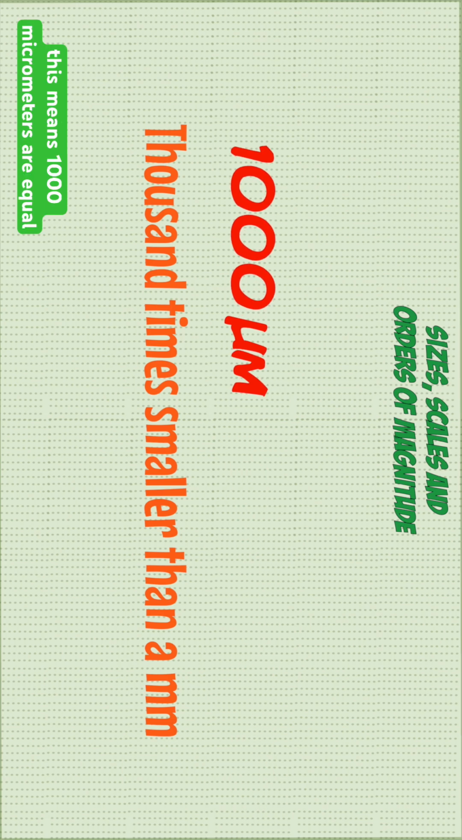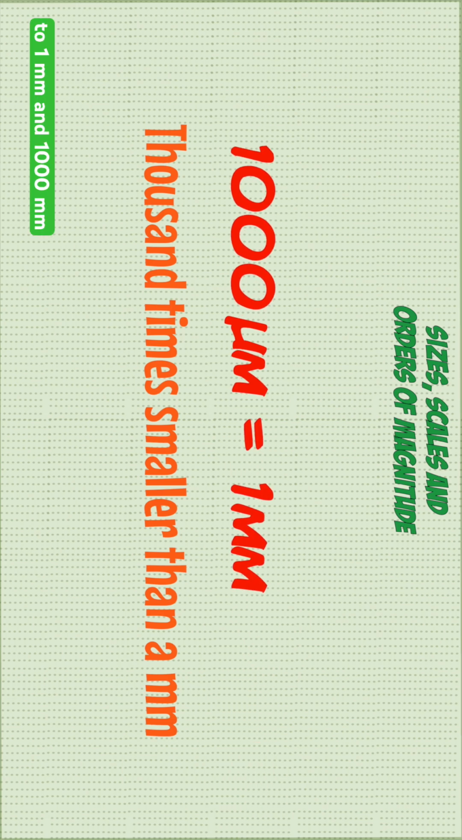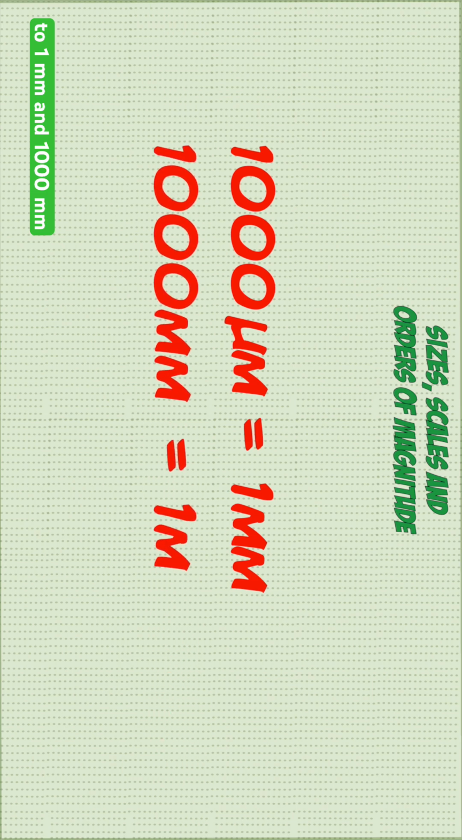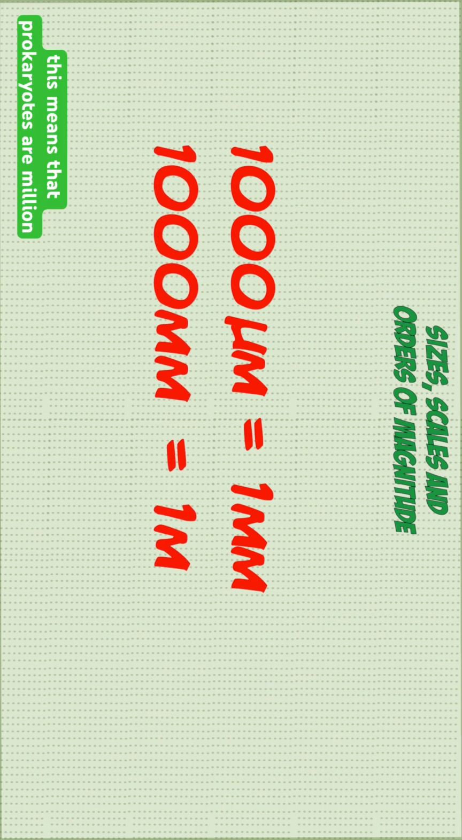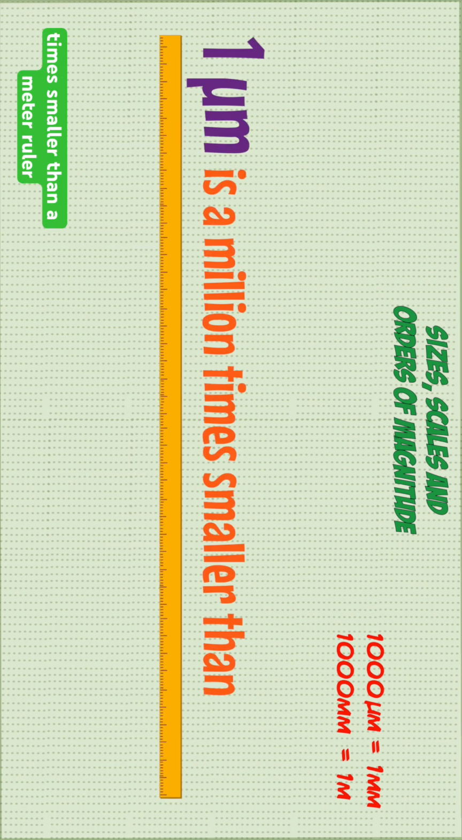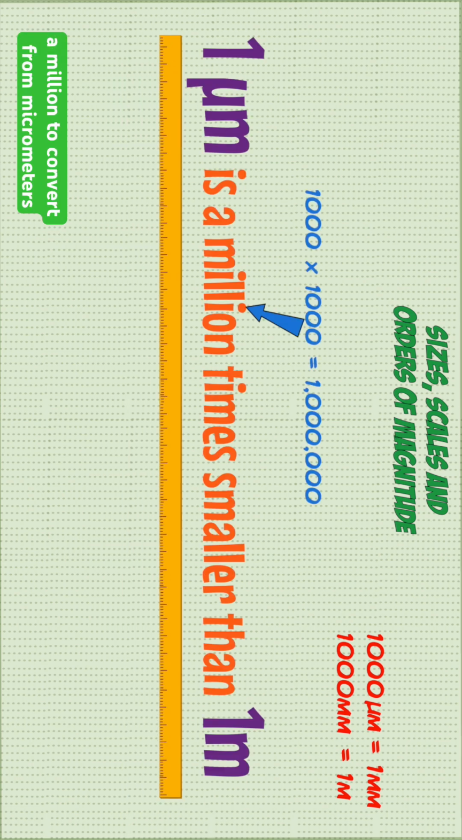This means 1,000 micrometers are equal to 1 millimeter, and 1,000 millimeters are equal to 1 meter. So this means that prokaryotes are a million times smaller than a meter ruler. That's because 1,000 times 1,000 is a million.